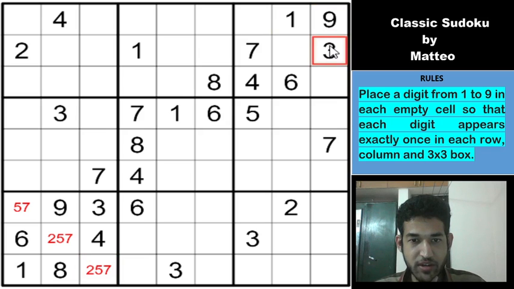And box 3 has 1, 3, 9, 4, 6, 7. So remaining digits are 2, 5, 8. So this cell can't be 2 because 2 is in column 8. So this is 5, 8. This is 2, 5 because of 8. And this will be 2, 8 because 5 is here.